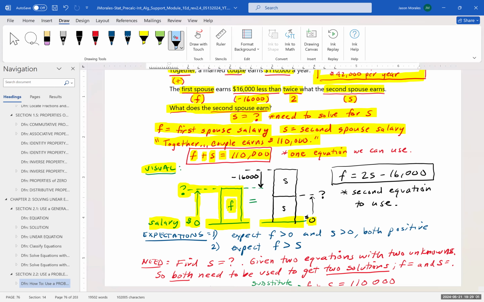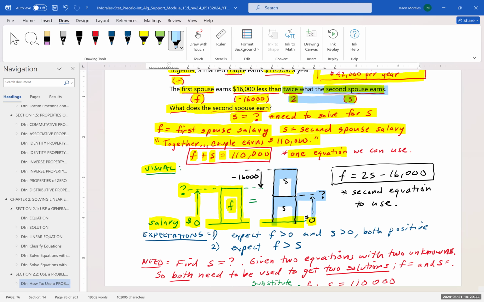Now, the second spouse, we don't know what the second spouse makes either. That amount above 0, we don't know. But what we do know from up above is that we're dealing with twice what the second spouse earns. So 2 times s. That means we can take s and then add another amount that the second spouse makes on top of that.